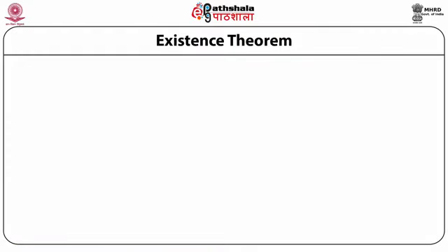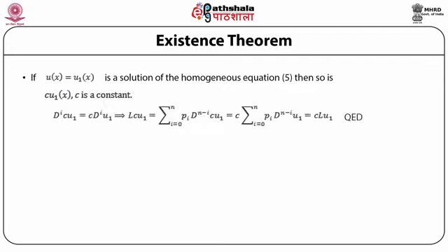Now, we will discuss theorems that describe some of the important properties of the operator L and the inhomogeneous and homogeneous equations respectively. First, if u(x) = u1(x) is a solution of the homogeneous equation, then so is c times u1(x), where c is a constant.